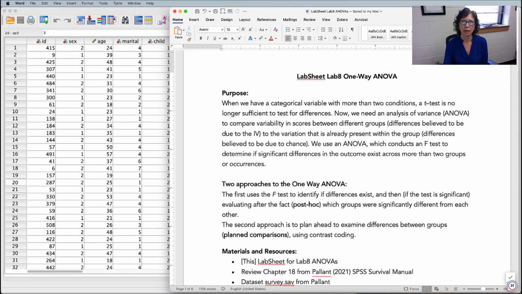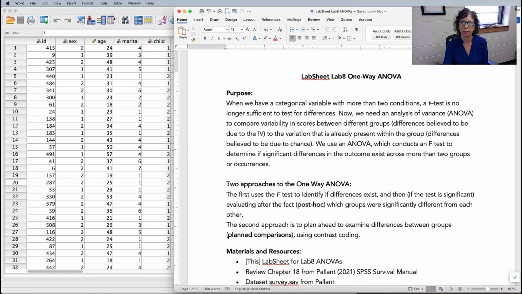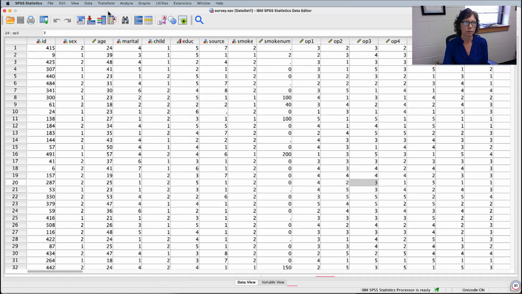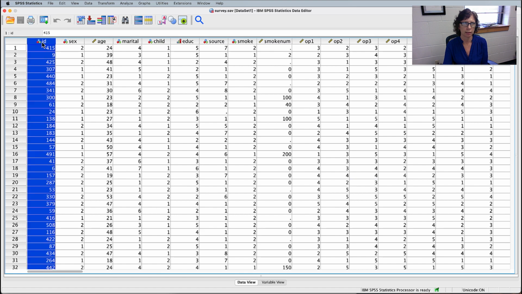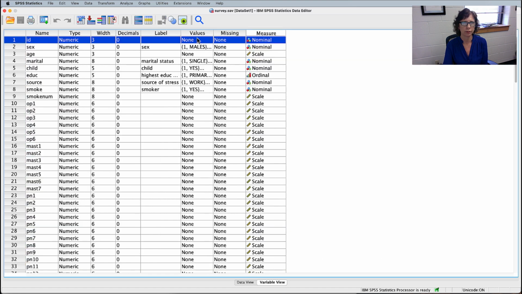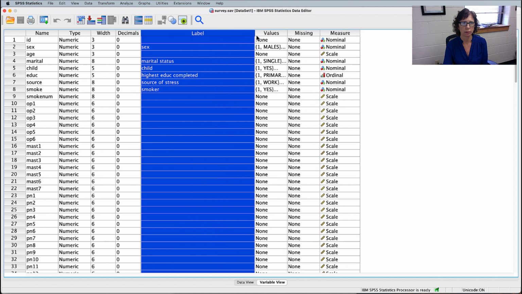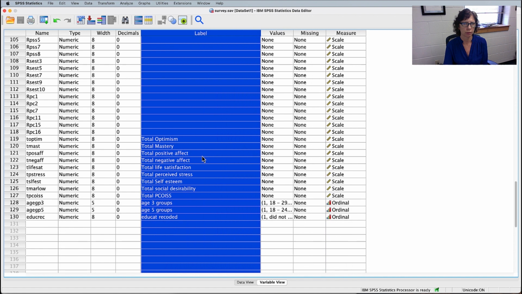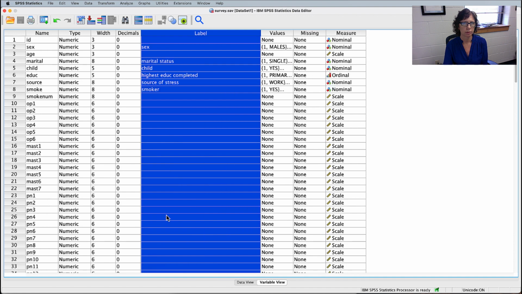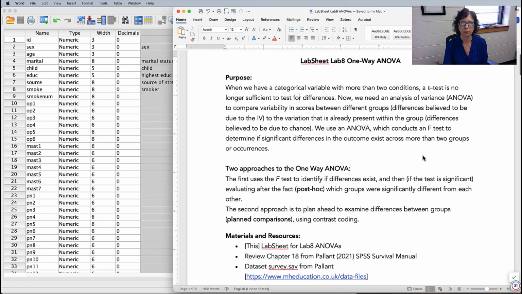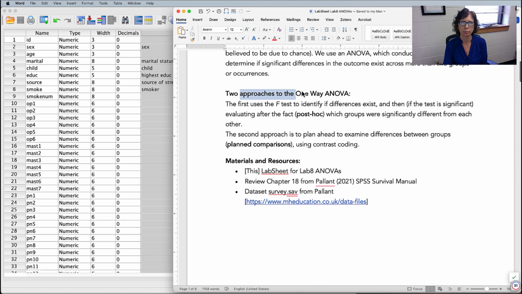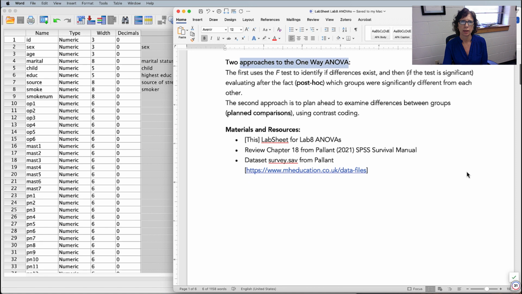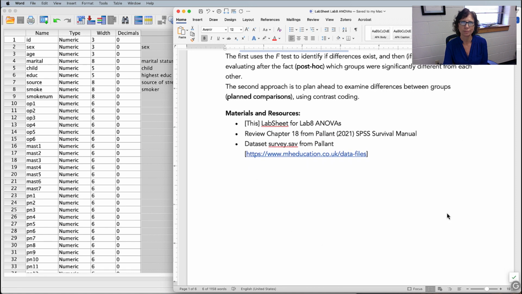So here I have our lab sheet opened up, and I also have the survey.sav dataset with the ID indicated as a nominal variable and all of our totals already calculated. Our lab sheet just gives us the overview of where we're going, the two different approaches we're going to use, looking at a one-way ANOVA, and the resources you'll need.